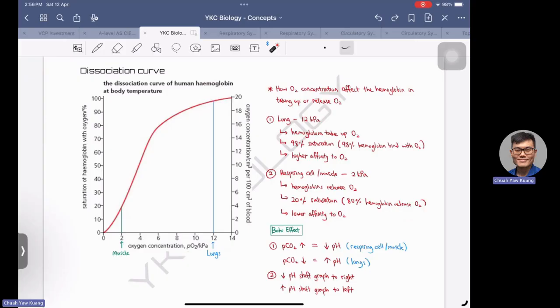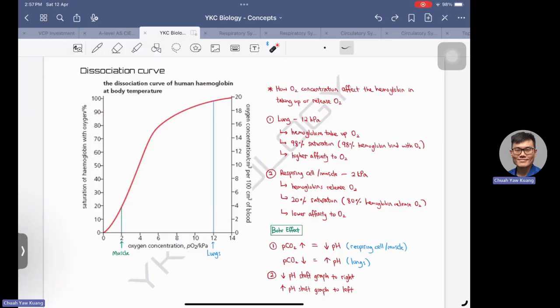So in summary, what we can conclude here is that the higher the partial pressure of oxygen, the more it increases the affinity of the hemoglobin towards the oxygen and thus allows more oxygen to bind with the hemoglobin and form oxyhemoglobin. On the other hand, if the partial pressure of oxygen is low, then the affinity of the hemoglobin to the oxygen is lower, causing the oxyhemoglobin to dissociate and release the oxygen.